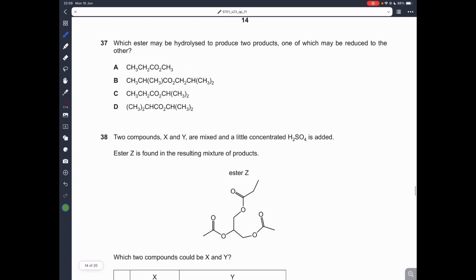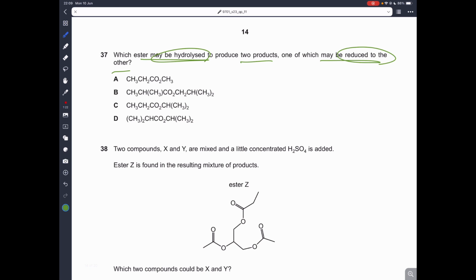Okay. 37. Which ester may be hydrolyzed to produce two products, one of which may be reduced to the other? Okay. Ester may be hydrolyzed to produce one another. For this one also, you have to use a bit of thinking. Okay, first one. CH3, CH2, COOH. Right? If we drop it down here, it's going to produce an acid radical and methanol, right? So this is a primary alcohol, right? Primary alcohol.